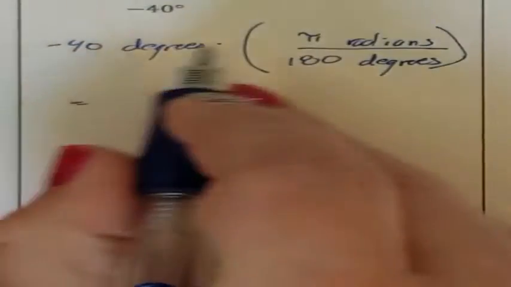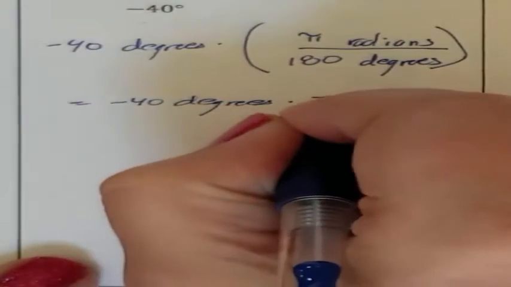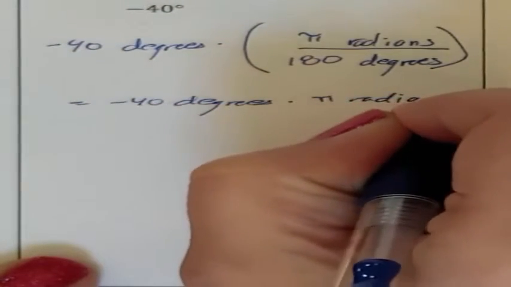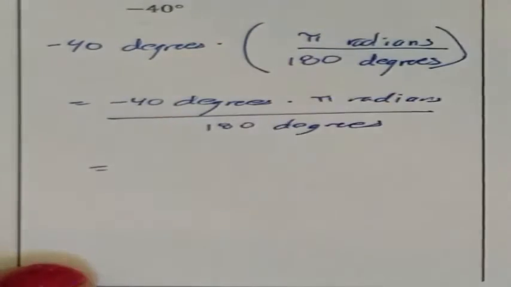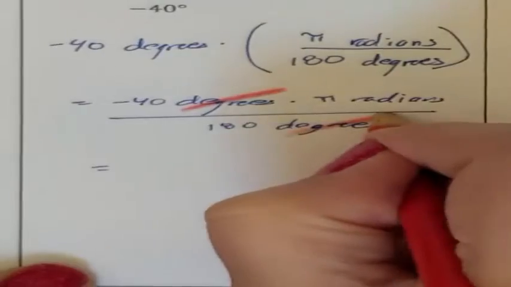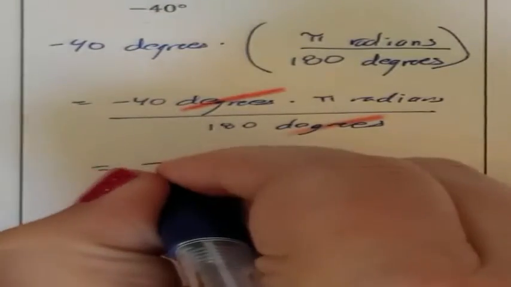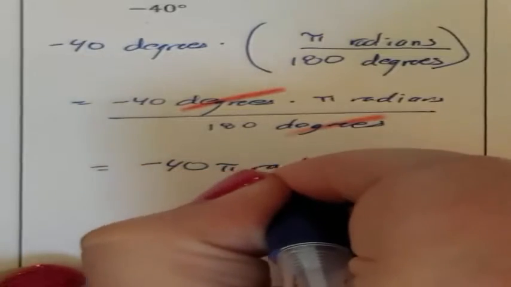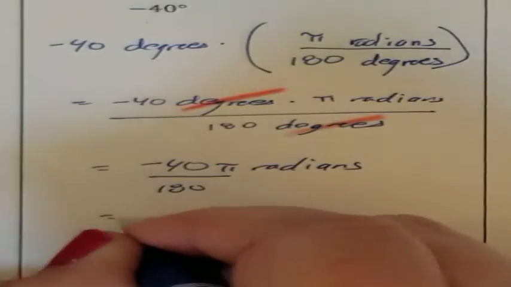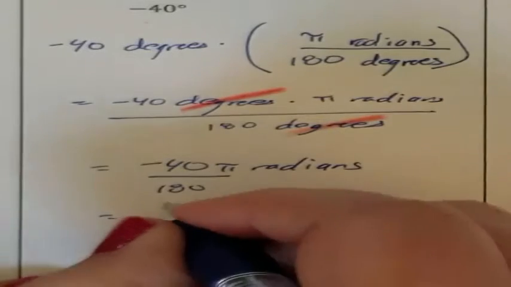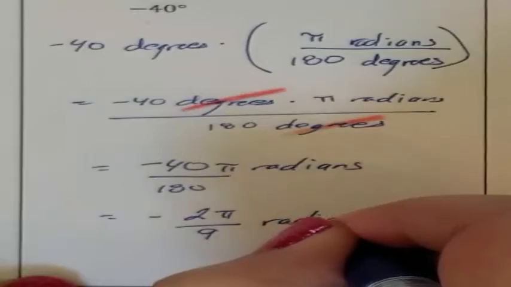So multiply my fractions straight across. I have negative 40 degrees times pi radians all over 180 degrees. So degrees in the numerator cancels out with degrees in the denominator. So I have negative 40 pi radians. Radians is the unit of measure, so we're just dividing by 180. So negative 40 pi divided by 180 is negative 2 pi all over 9, and radians is still our unit of measure.